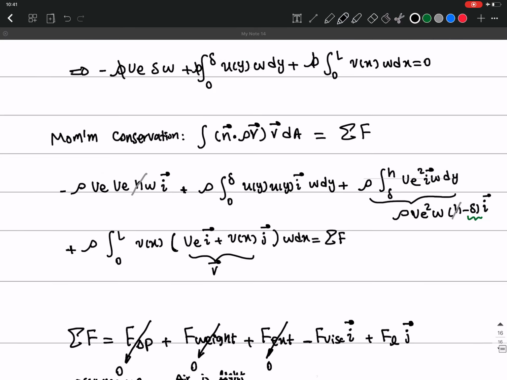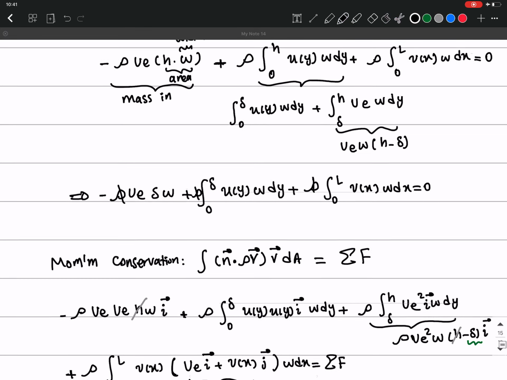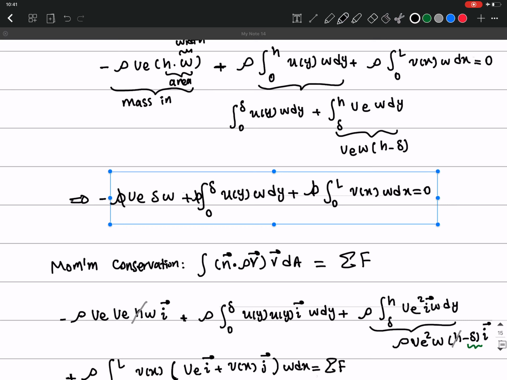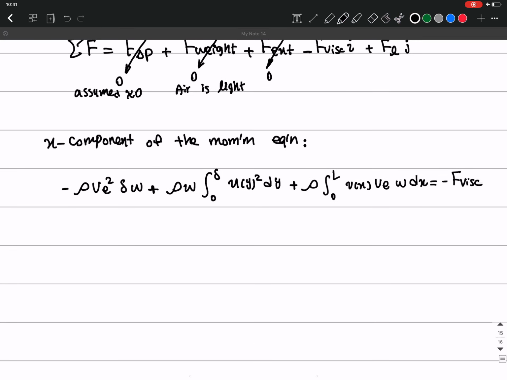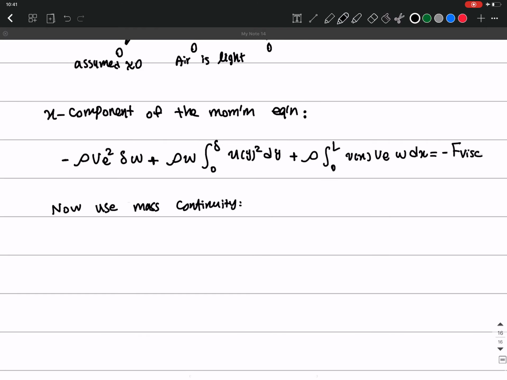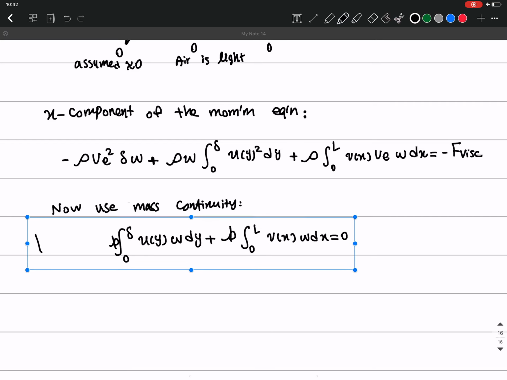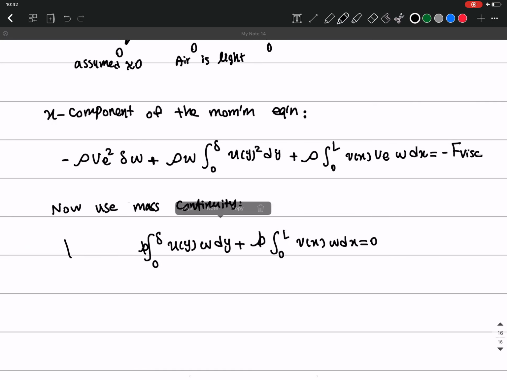Okay. So now I want to use this mass conservation equation. So now use mass continuity. Let's clean here.